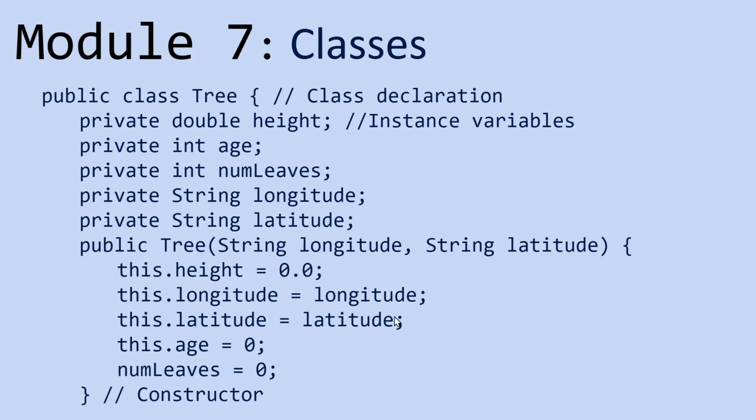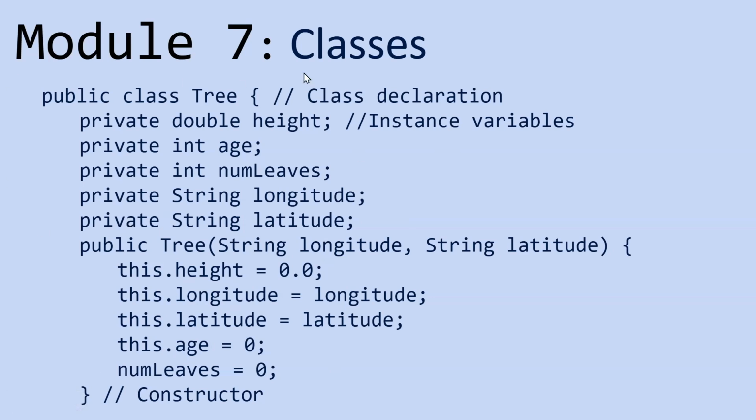And then the longitude and latitude, there's not really a good default value for that. It has to have been planted somewhere, so just setting those based on parameters makes the most sense. I labeled it as constructor down here because I didn't have space. Hopefully that makes sense, but it's totally chill if your instance variables are a little different.